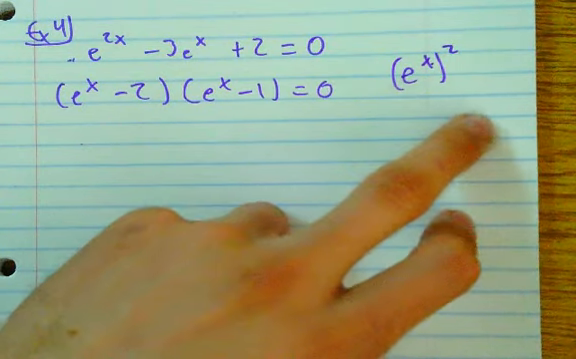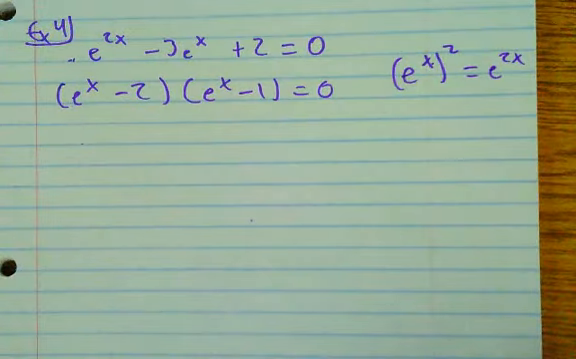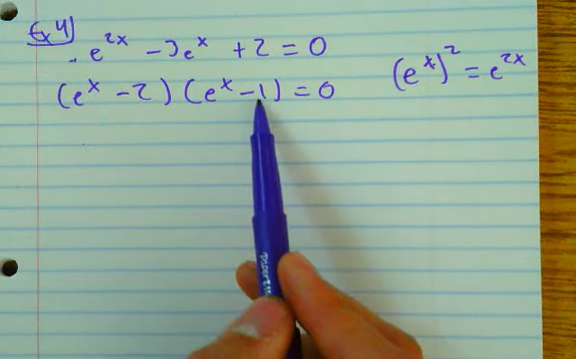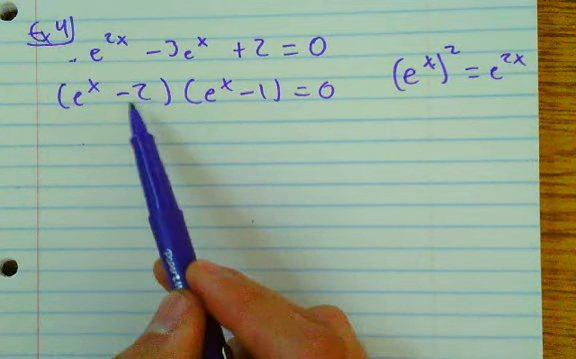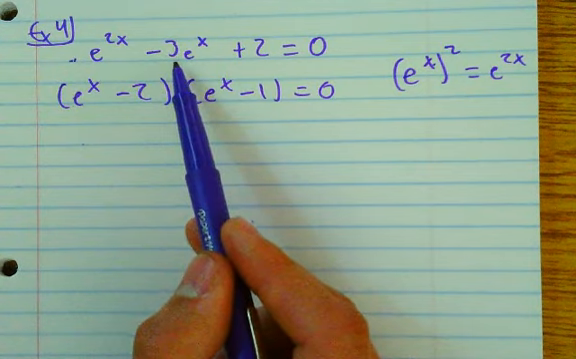e to the x times e to the x gives you e to the 2x. e to the x times negative 1 gives you negative e^x. Negative 2 times e^x gives you another negative 2, so together it makes negative 3. And then negative 2 times negative 1 gives you 2. This right here is a quadratic.